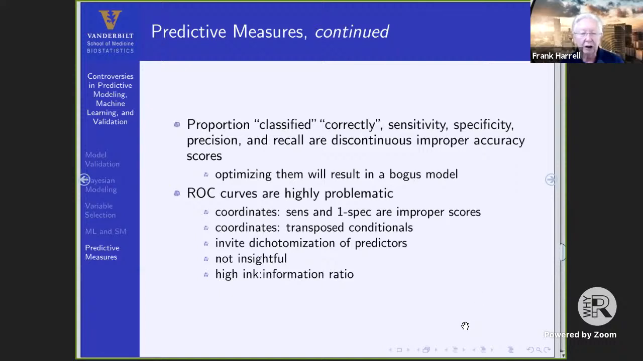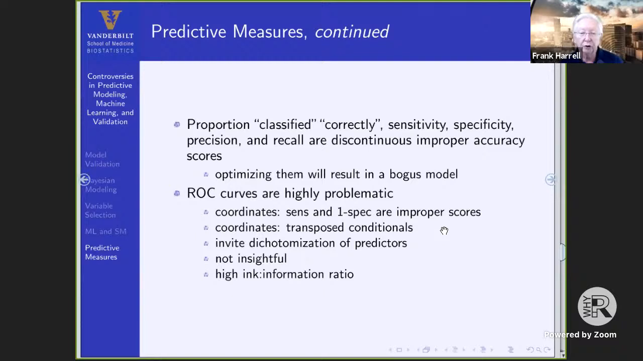ROC curves are highly problematic. The coordinate of an ROC curve is sensitivity and 1 minus specificity. These are improper scores that have transposed conditionals. And so when you have transposed conditionals, you're conditioning on the wrong thing. In this case, you're conditioning on the future to predict the past. So that's a transposed conditional, or you're conditioning on the unknown to predict the known.